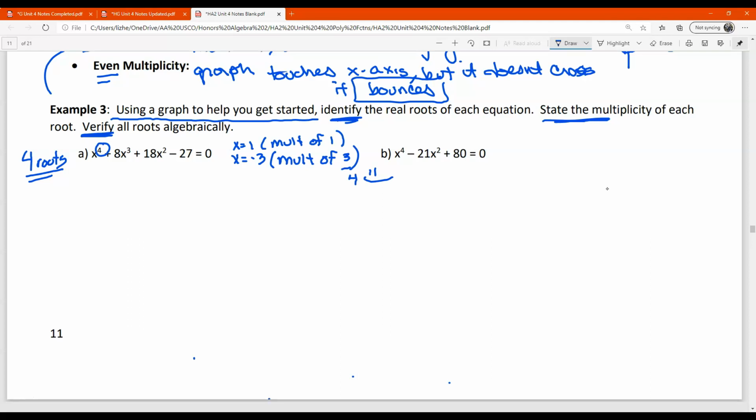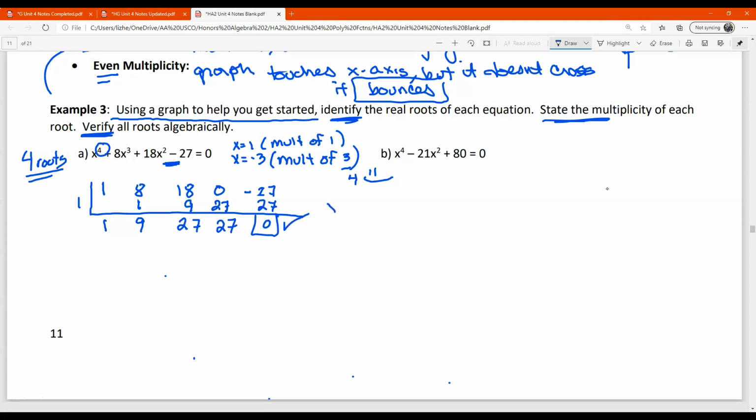So to verify it, I'm going to set up my synthetic division. And I go 1, 8, 18. Don't forget to put a place marker in for x to the first power, and then I have negative 27. Let's start with 1. So I bring my 1 down, multiply, add, and I have 9. Multiply, add, and I have 27. Multiply, add, I have 27. Multiply, and I have 0. And I have verified that x equal to 1 is a root, and x minus 1 is a factor.